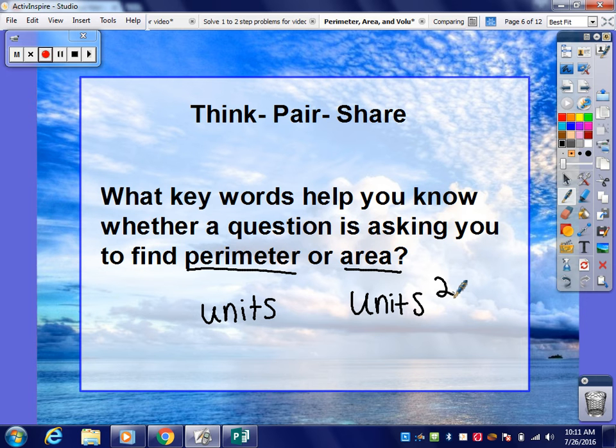And then volume, it's not listed here, but volume, it's a 3D figure. It's units cubed. And that little 3 that you'll see, that represents cube. Or you'll see cubic units. So this word cubic is something else that you'll see for volume. Any questions?